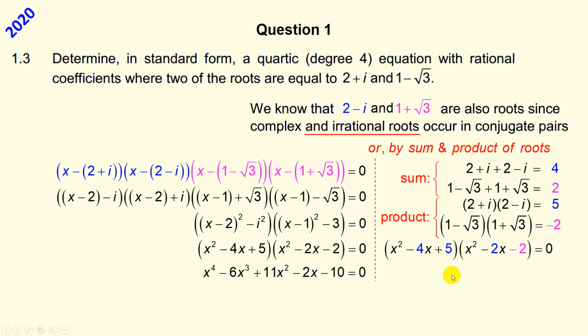Now, the way it works, remember, is if we're working with a quadratic, it's x squared minus the sum of roots x plus the product of roots. So that's negative because the product is negative. And we multiply out and we obtain the same answer.